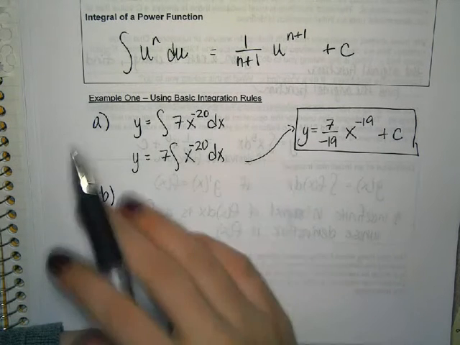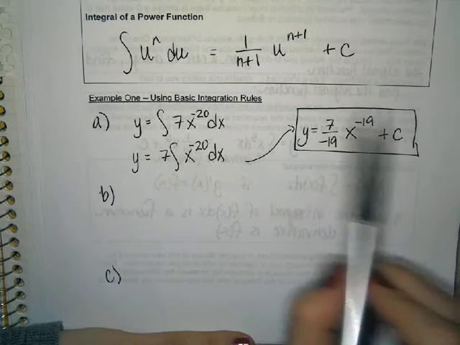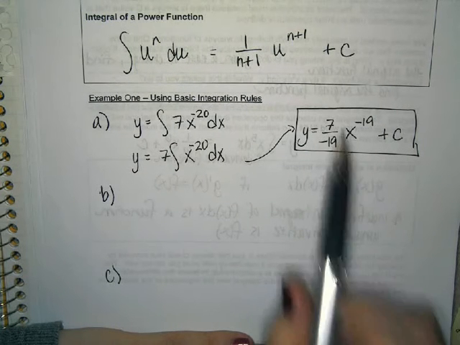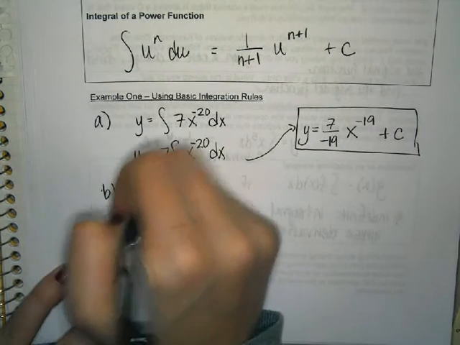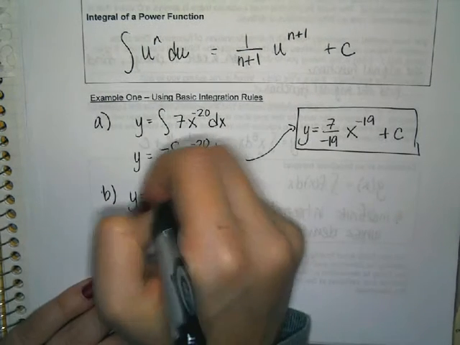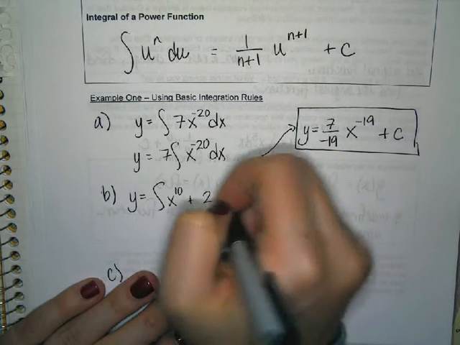Adding 1 to the exponent here gives me 15, and then I'm going to divide by 15. And then plus c. Keep in mind that you can always double check it. So if I took the derivative of this function, I should end up with the same thing that I started with right here. So you can always check your work.